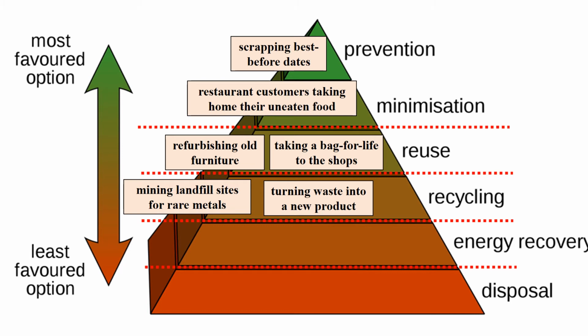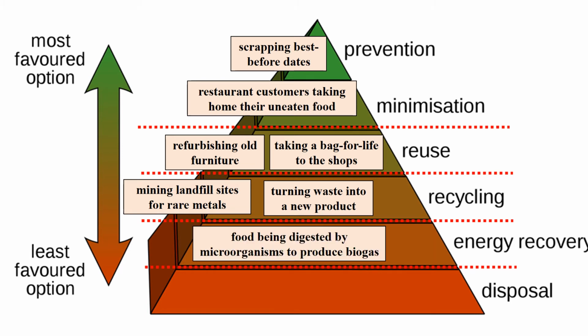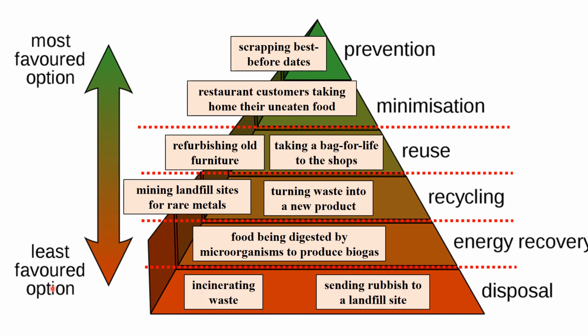Turning waste into a new product also comes under recycling. For energy recovery, you could have food being digested by microorganisms to produce biogas. Every year, the material that's put in the brown bins, you can go and pick it up at various places as compost for your garden. So that would be recovering the energy from it or recycling. And then disposal, your two options are just incinerating the waste or sending it to a landfill site.